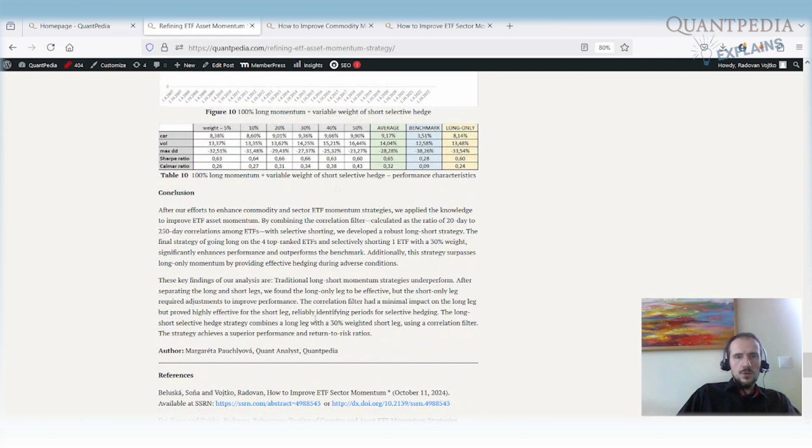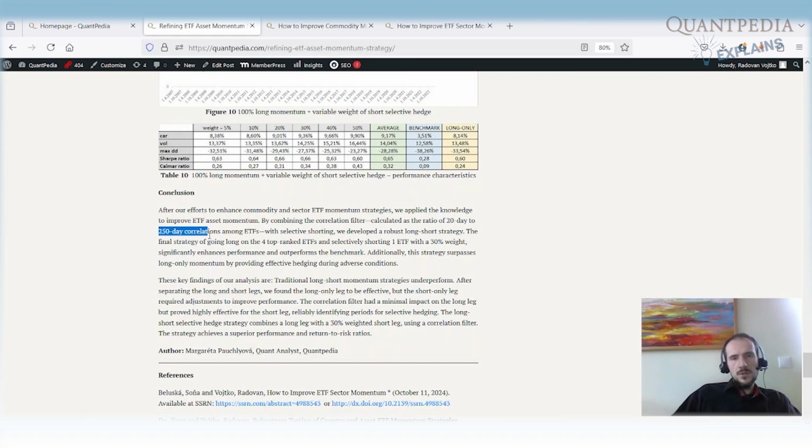So what's our conclusion? We are able to improve or enhance or refine the asset momentum ETF strategy very easily. We are using the correlation filter, calculated as a ratio of 20-day to 250-day correlations among the ETFs, and we selectively short 40%. We short one ETF with the worst performance, and we go long 4 ETFs with the best performance on the average of the 3, 6, 9 and 12 month period.